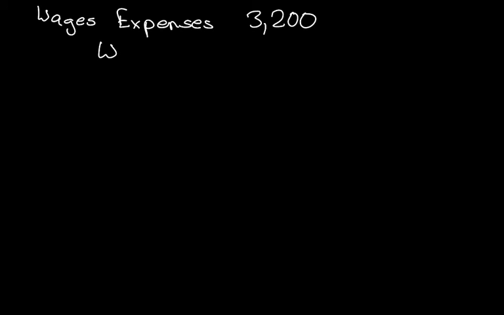So what we're going to do, we're going to debit the wages expense account for those wages that were incurred, which is $3,200, and we're going to credit the wages payable account for $3,200. Now, let me go one more step.